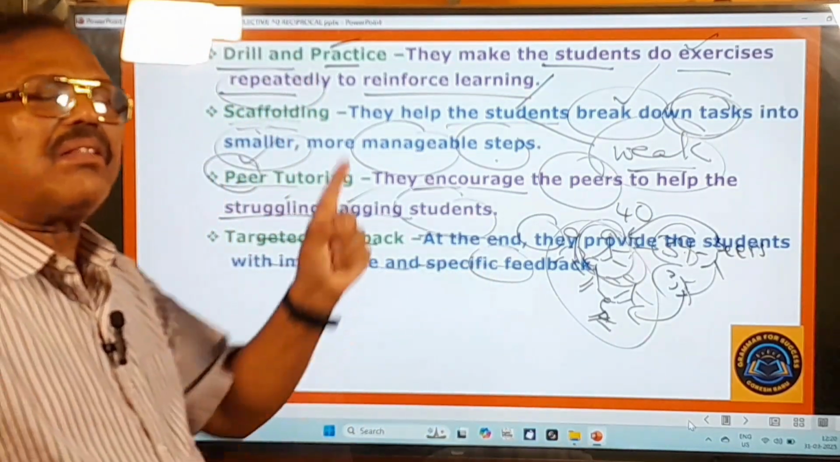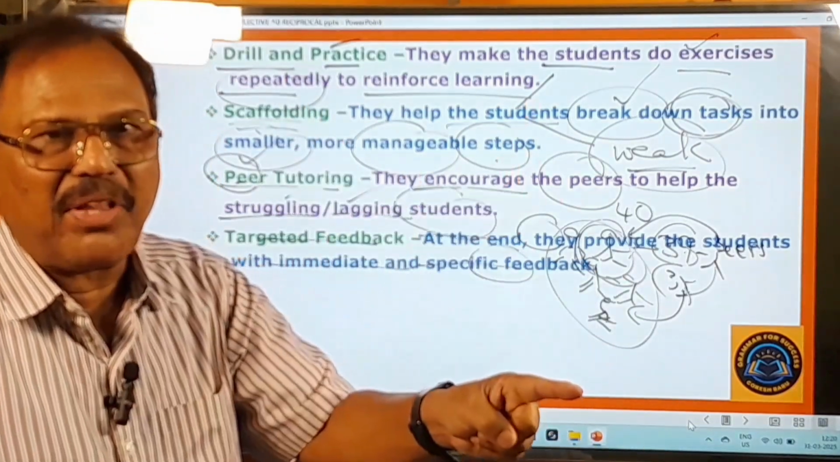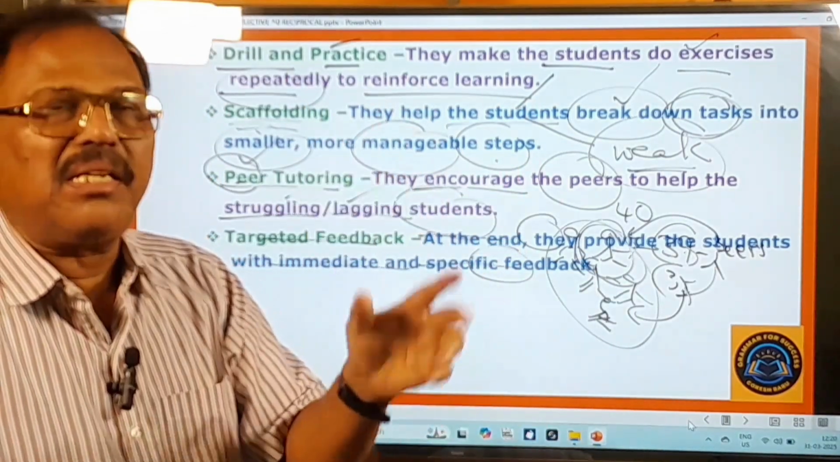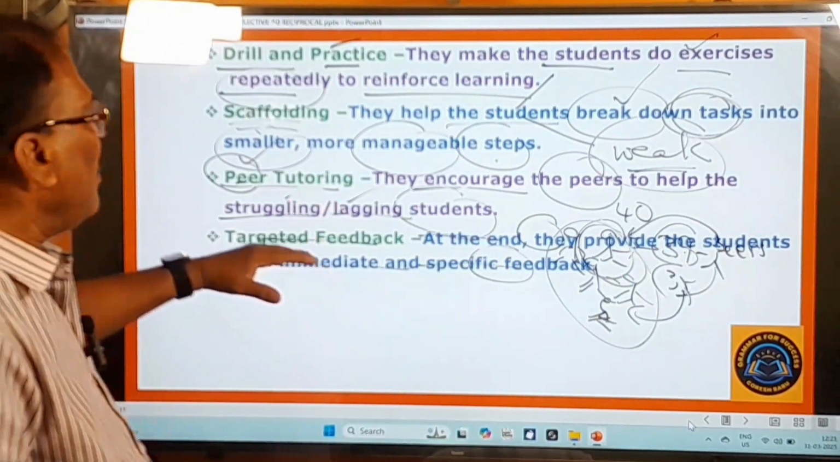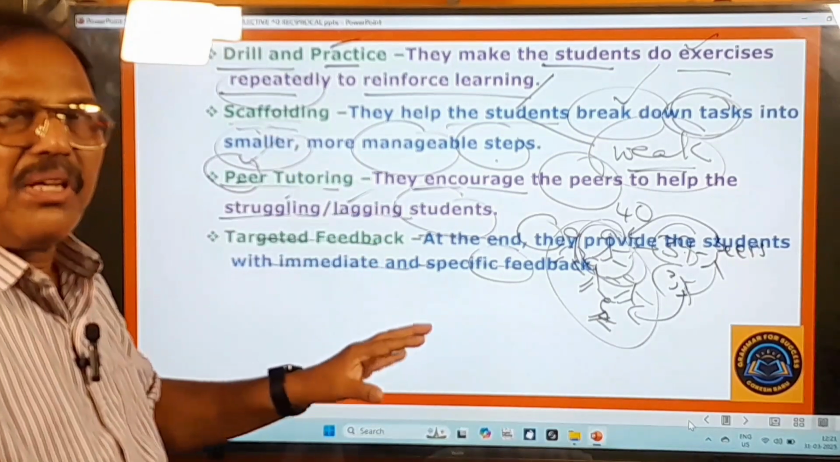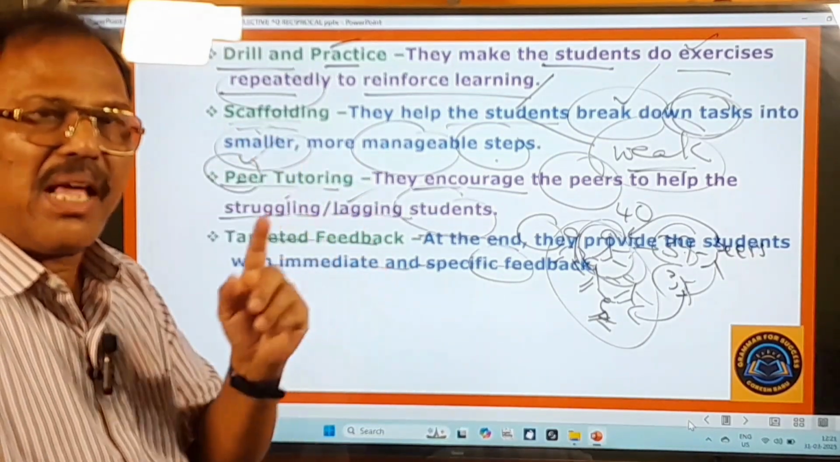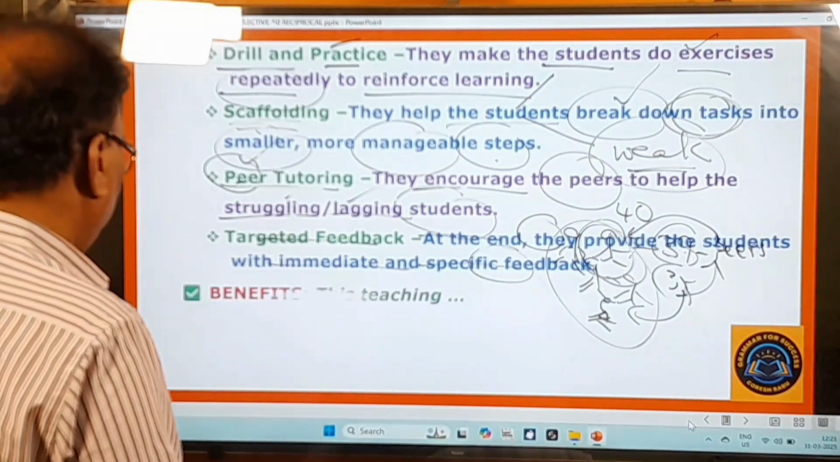So giving the feedback to the students immediately at the end of the remedial teaching is really a fantastic strategy. In this way, these are all the strategies the teachers will adopt in the remedial teaching classroom. Okay, right. And you move on to the next one.